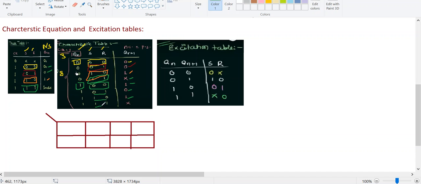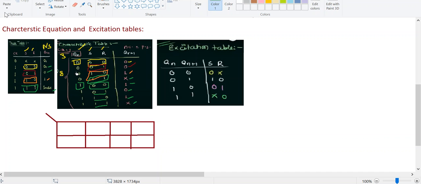And 1 1 is my input. So 1 1 is my input, therefore the invalid state is occurring. Invalid state means don't care is occurring here. So this is my characteristic table that I represented from this truth table. From this characteristic table I need to have my excitation table.